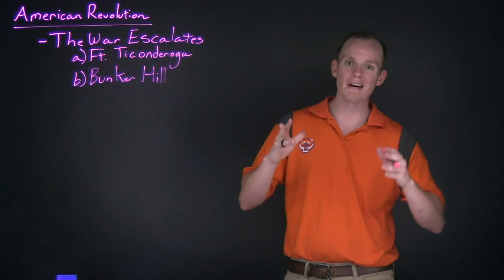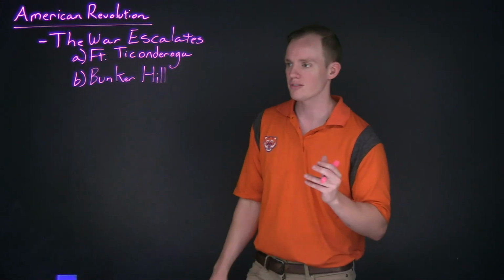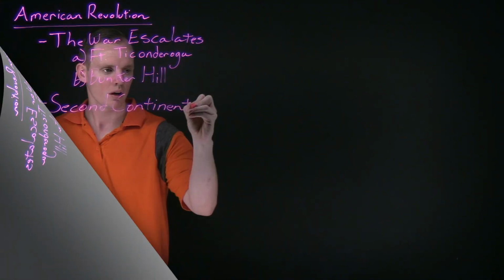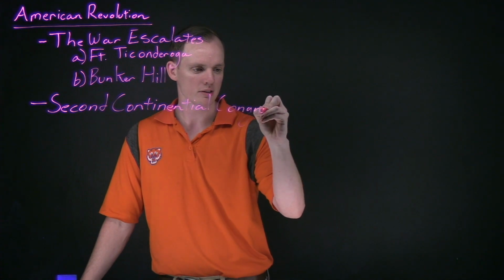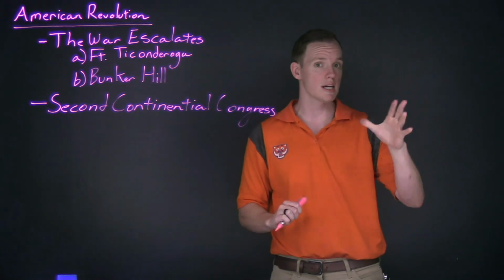Now, with the battles at Fort Ticonderoga as well as Bunker Hill, it's going to kind of undermine the political platform of a new organization that was beginning to convene by spring of 1775, and it would be that of the Second Continental Congress. Now, the Second Continental Congress is going to convene in May of 1775, and they're really going to inherit this escalating situation that we see out in New England.